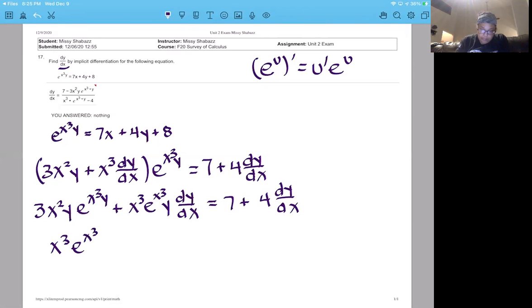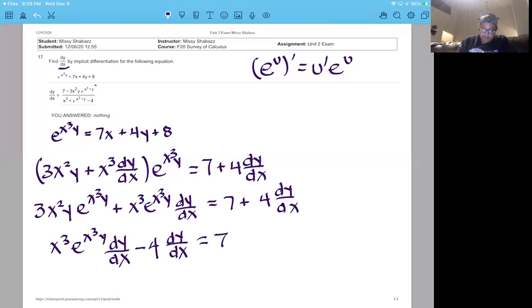Whoops, that y should be in the exponent. Okay. x cubed e to the x cubed y dy/dx minus 4 dy/dx equals 7 minus 3x squared y e to the x cubed y.